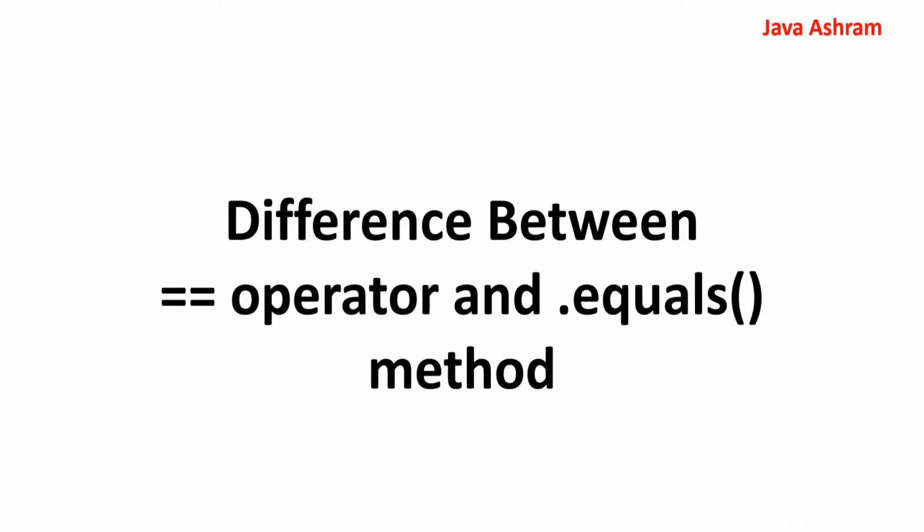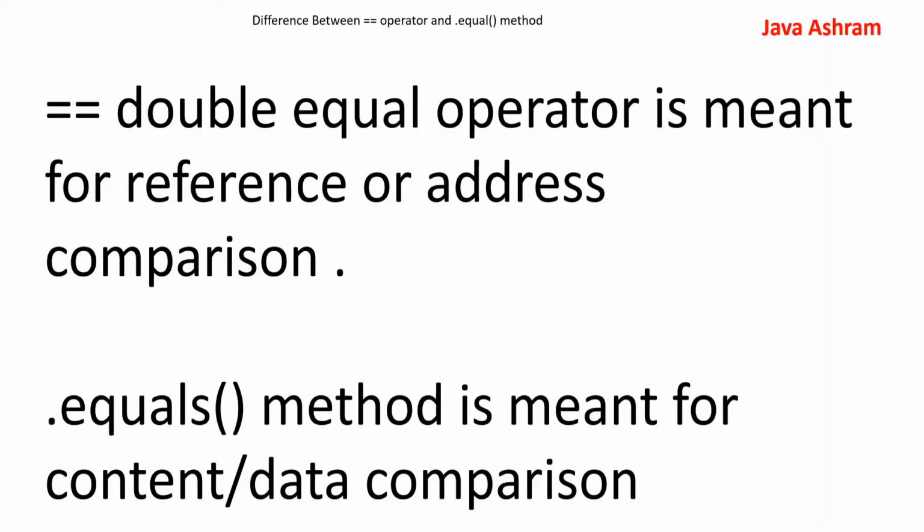In an interview, the interviewer will sometimes expect the answer in one line. So how should you give that and explain the difference between the double equal to operator and the equals method? In a single line you can say the double equal to operator is meant for reference or address comparison, and the dot equals method is meant for content or data comparison.